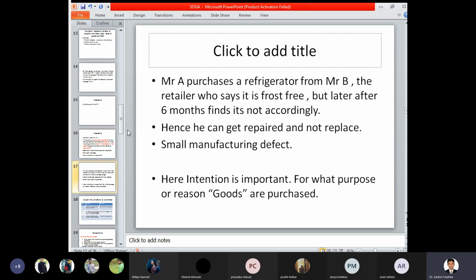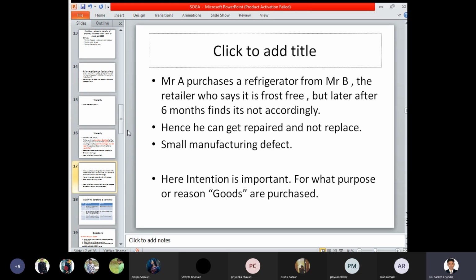Based on those concerns, we have to identify whether it is a condition or a warranty. Now here in this case, if a small manufacturing defect is identified, then at this stage we can get that small manufacturing defect repaired, and the product will be delivered back to you, but the entire goods will not be replaced.